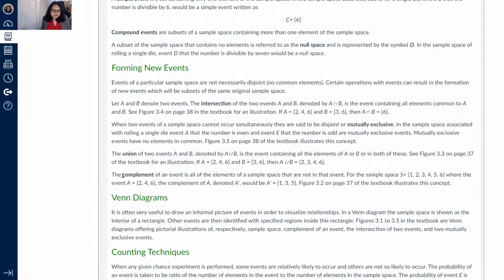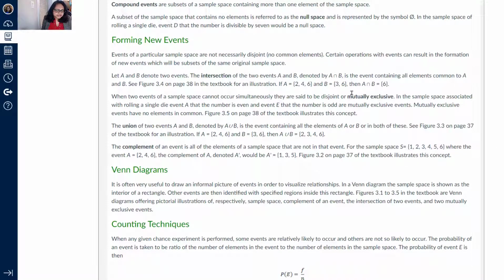And then, how about the complement? Let's say we have event A, 2, 4, 6. The complement of event A would be the other elements we have in the sample space. Since A is 2, 4, 6, we don't have 1, 3, 5. So 1, 3, 5 is the complement of event A. Complement is denoted by the event name and a prime sign.